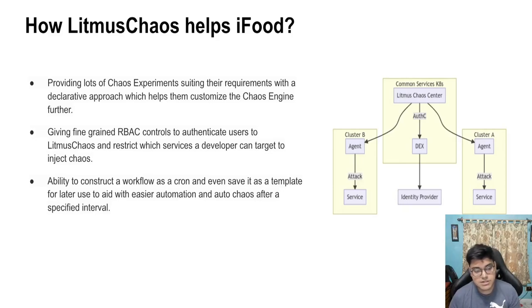We also gave them the ability to construct a workflow as a cron. Because they wanted to automate and save manual labor, we have the option to save different scenarios as templates for later use, which aided easier automation and auto chaos even after a specific interval. That is one feature they considered handy, and it is helping them automate this entire process and remove manual labor as much as possible. So that was one of the stories of how iFood is currently using Litmus.